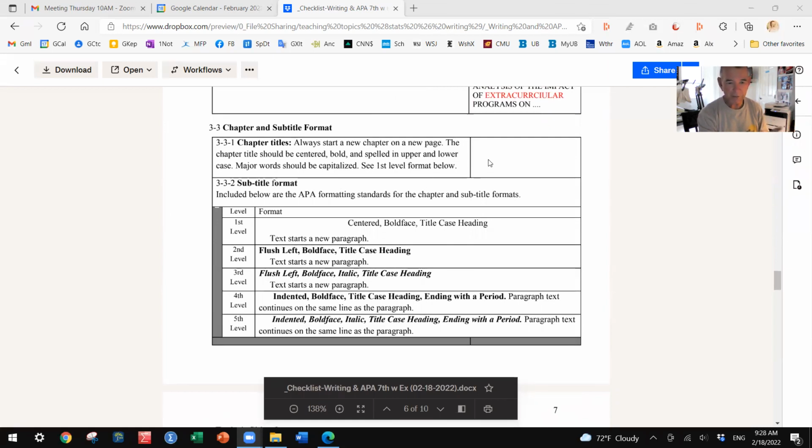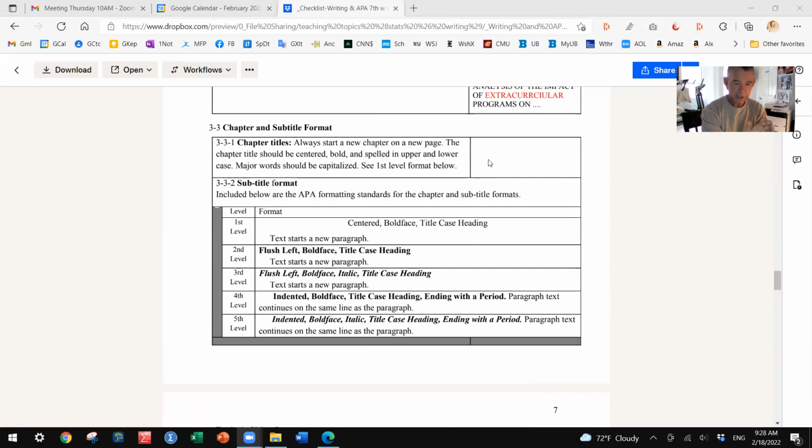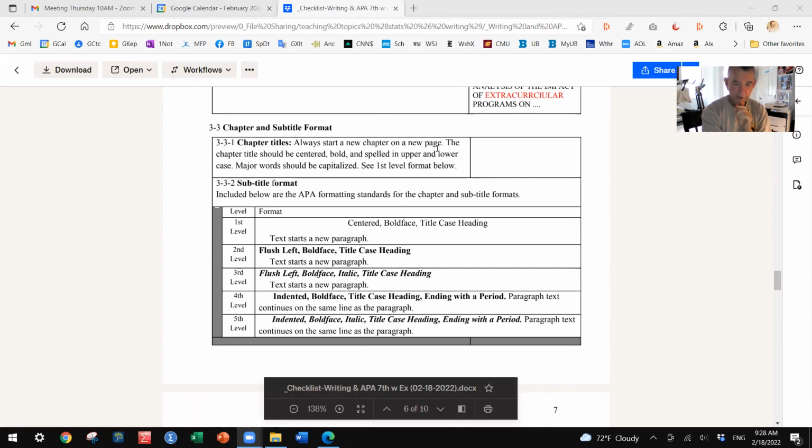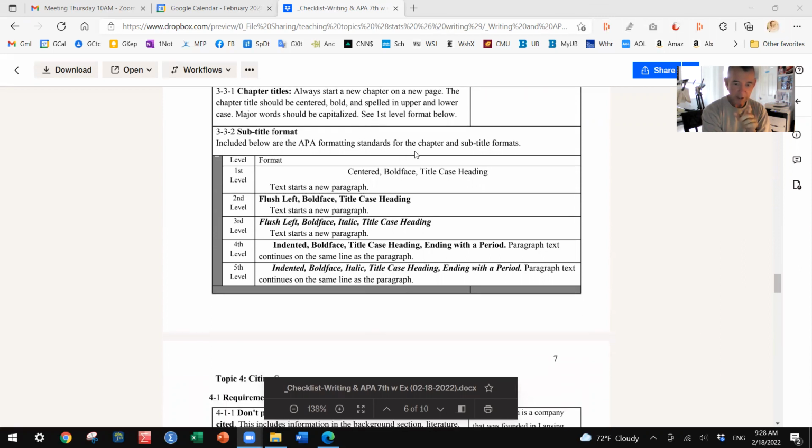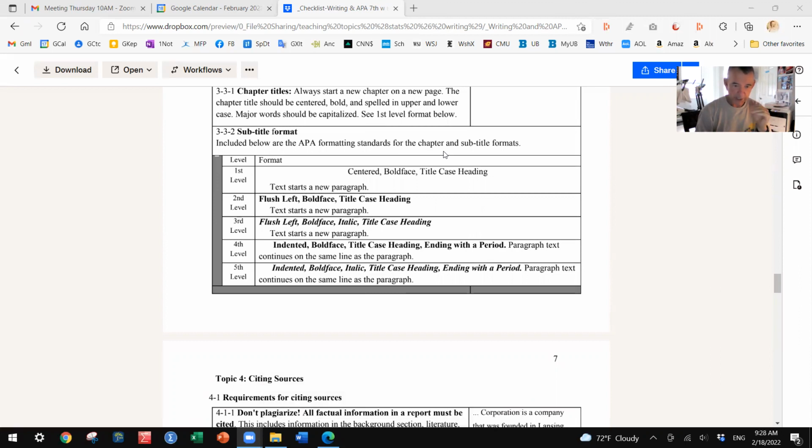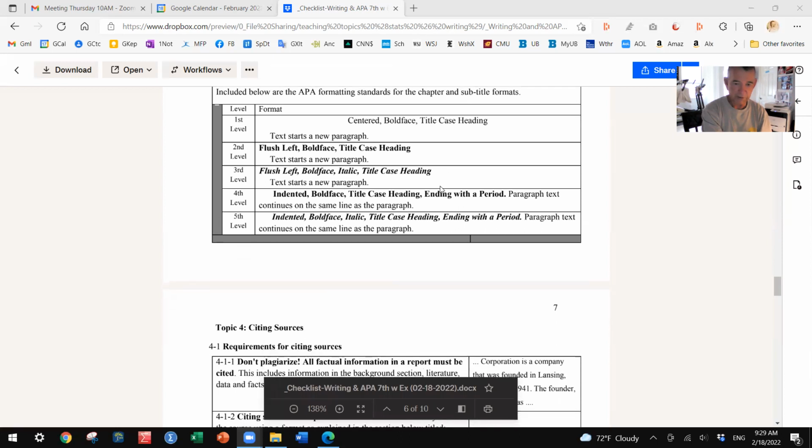The chapter title and subtitle format: chapter titles always start on a new page, as do chapters, references sections, and appendices. There's a format here for subtitles. The first level subtitle is the chapter title, so it's centered, bold, title case. And then when you get to the second level, everything is left. And the third level, everything's left and italicized. So these are the cases where you can use bold and italics. The fourth level, it's indented, and the paragraph begins right at the end of the subtitle. And then at the fifth level, if you're ever going to have 5 levels, that means you're going from a subtopic to a subtopic to a subtopic. You probably won't use that 4th or 5th level very often.